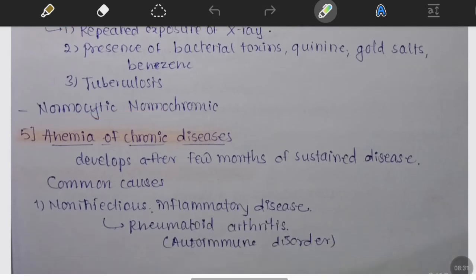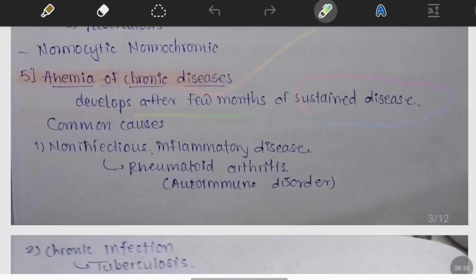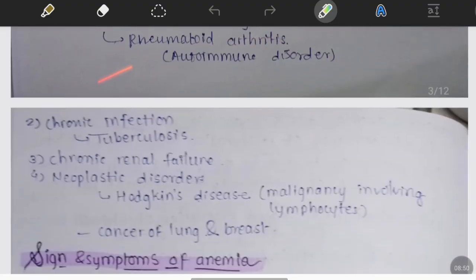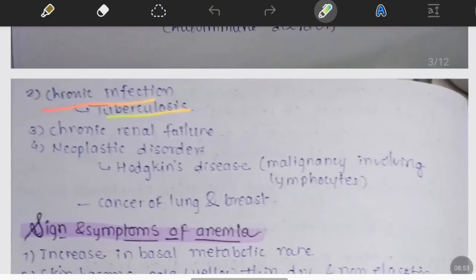Fifth one is the anemia of chronic diseases, which develops after a few months of sustained disease. The common causes are: first, non-infectious inflammatory diseases, that is rheumatoid arthritis, an autoimmune disorder associated with anemia. Second one is chronic infection, that is tuberculosis. Third one is chronic renal failure, and fourth one is neoplastic disorders like Hodgkin's disease, that is the malignancy involving lymphocytes, cancer of lung and the breast.